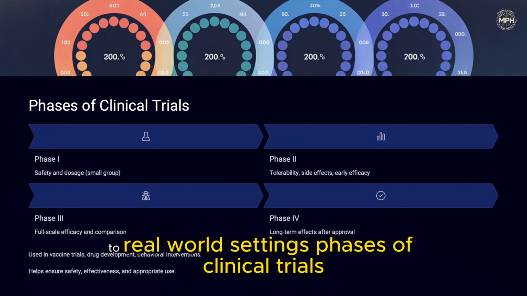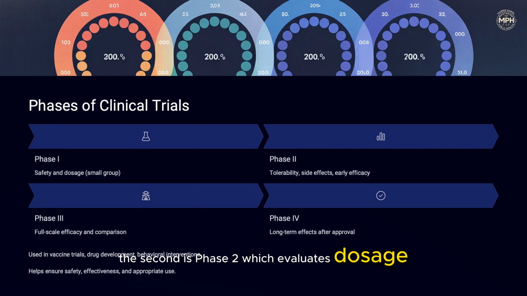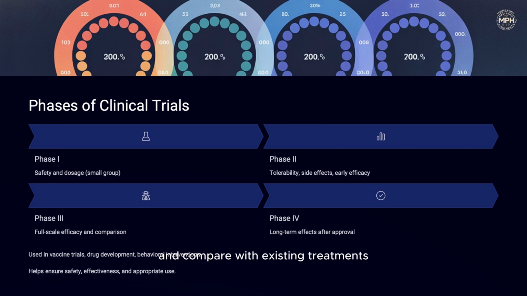Phases of clinical trials. Drug trials and many other interventions follow distinct phases. The first is phase 1, which tests the safety of a new treatment in a small group of people. The second is phase 2, which evaluates dosage, tolerability, and side effects. The third is phase 3, which involves large scale testing to assess efficacy and compare with existing treatments. The fourth is phase IV, which monitors long term effects after the treatment has been approved and released. Each phase builds on the last to ensure that interventions are both safe and effective.